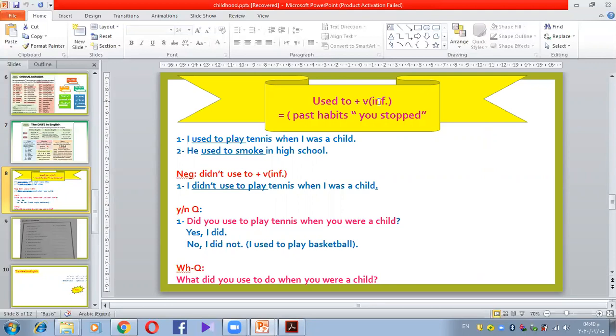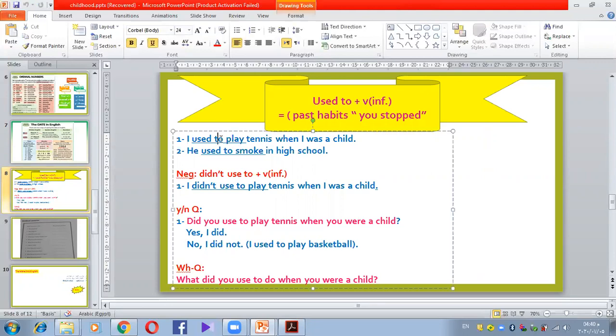So what do you mean by this? For example, when I say I used to play tennis when I was a kid, I use used to, don't forget, and then the verb infinitive. I used to play tennis when I was a child. It means now, as an adult, I play tennis? No, it means in the past it was a habit for me. It was a past habit, but now I stopped it. No longer, I no longer play tennis.